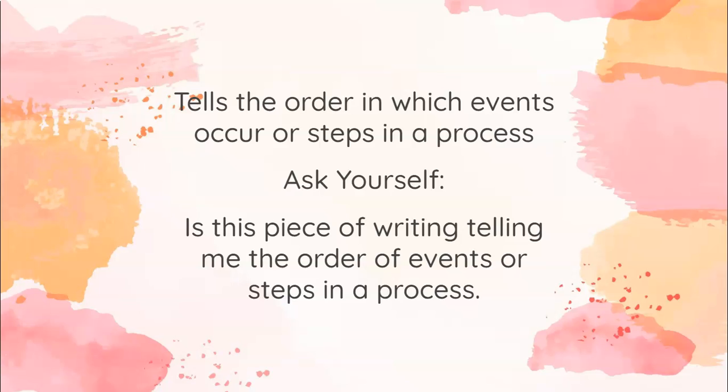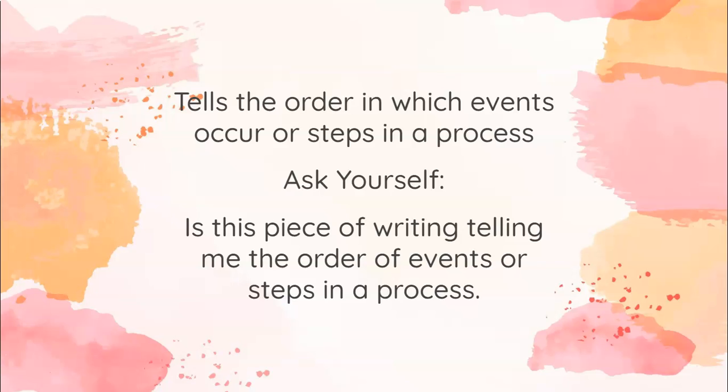Or maybe it's about an event that happened in history. So maybe if we're reading about the Titanic, and it tells us the order of things that happened leading up to the very end when the Titanic sank. Or maybe you're reading a recipe and it's telling you the steps on how to cook something. So that would be sequencing, something that is being told in order. Okay. And so as you're reading something and you're thinking, is this piece of writing telling me the order of events or steps in a process? If you say yes, it is, then that text structure is sequencing.